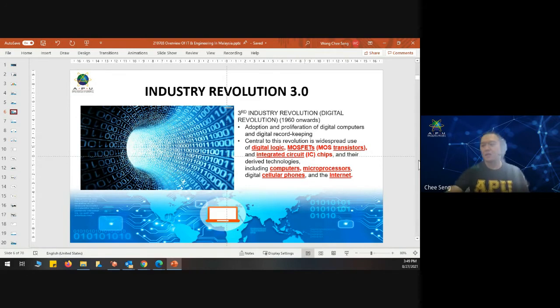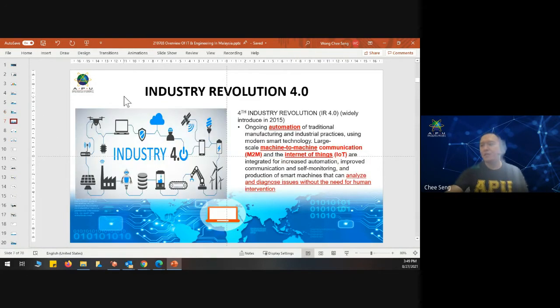And then in 2015, we were introduced to the fourth revolution, using the current technology we already had back in 3.0. We actually enhanced it. We are focusing more on machine to machine communications and the applications of the Internet of Things, or IoT. It's no longer using humans to analyze the system itself. The system itself will self-analyze and self-improve. That is the concept behind IR 4.0.